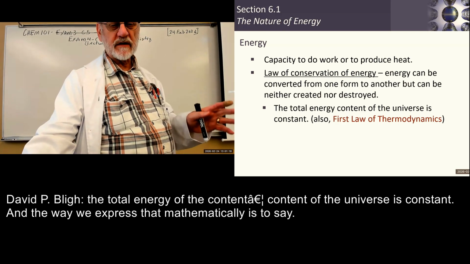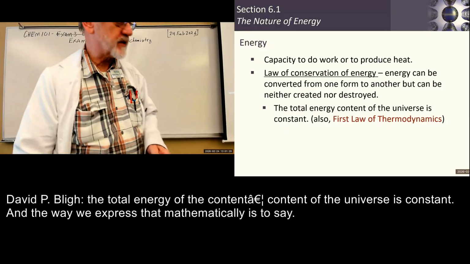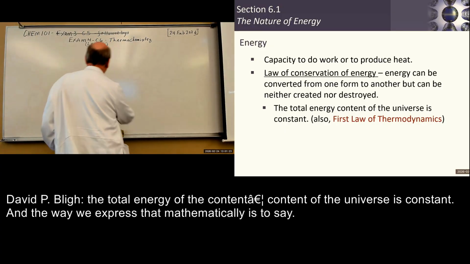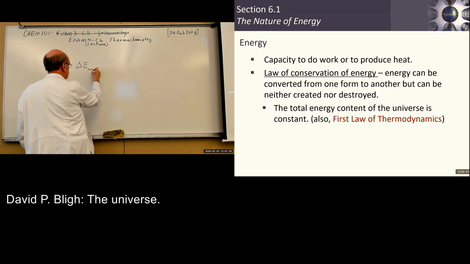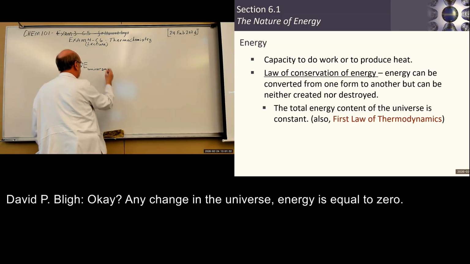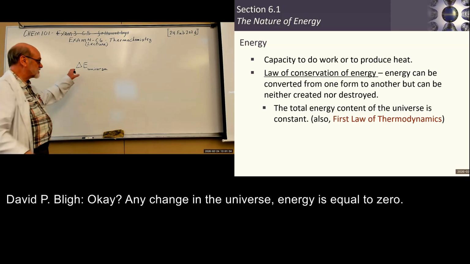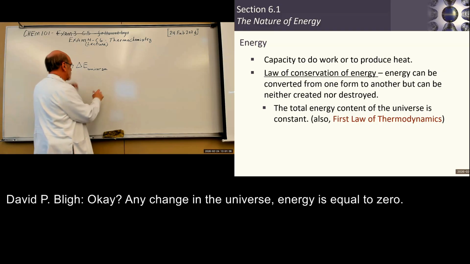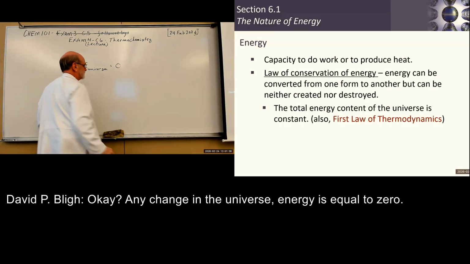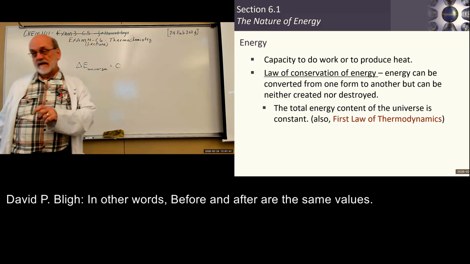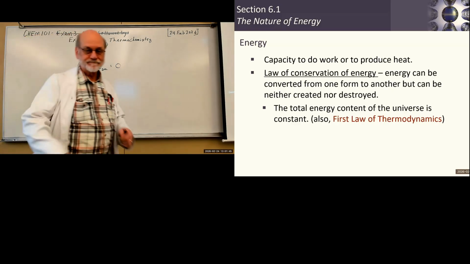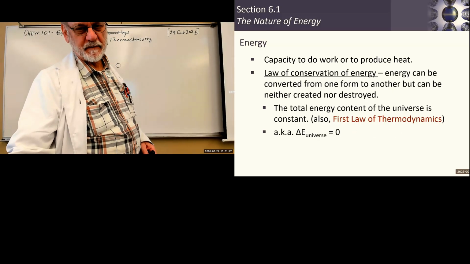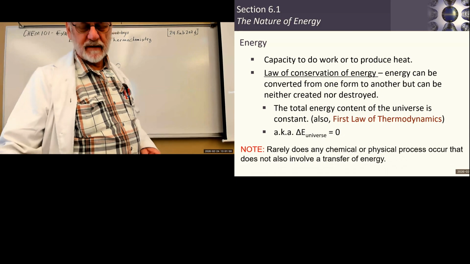The total energy content of the universe is constant. And the way we express that mathematically is to say delta E of the universe, any change in the universe's energy, is equal to 0. In other words, before and after are the same values.